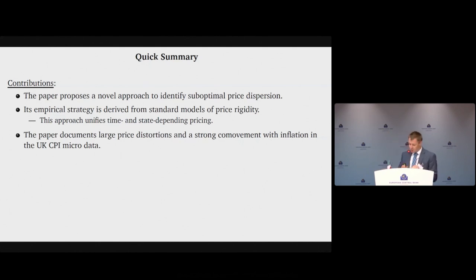So what this paper does is propose a novel approach to identify suboptimal price dispersion. Why do we care about optimal versus suboptimal? It is because some of the price dispersion is due to heterogeneity. So maybe there's the same product that you can buy in different stores, but you really like the amenities in store A more than in store B. So you buy that product in store A and you're willing to pay a higher price. There is no problem with this kind of price dispersion because you're just paying for an extra service that you receive. So the type of price dispersion that economists really worry about is the one that arises due to price distortions or price rigidity. And so this is exactly the price dispersion that this paper is identifying.